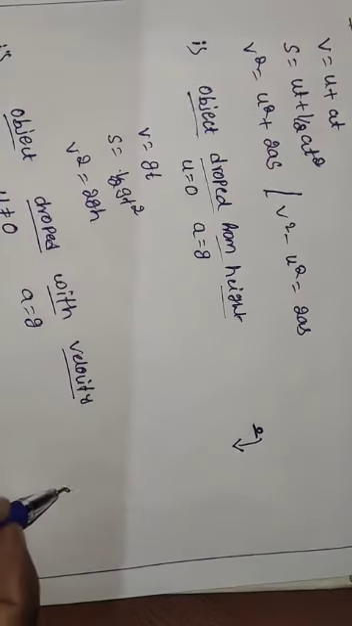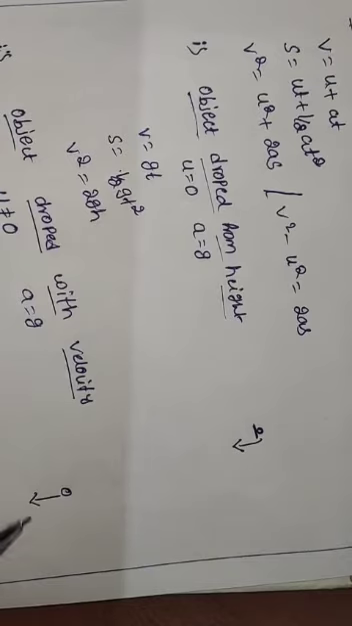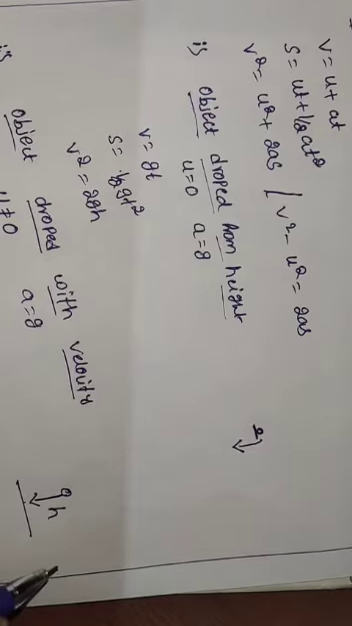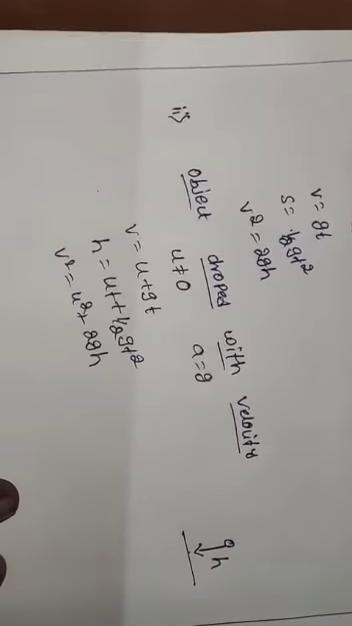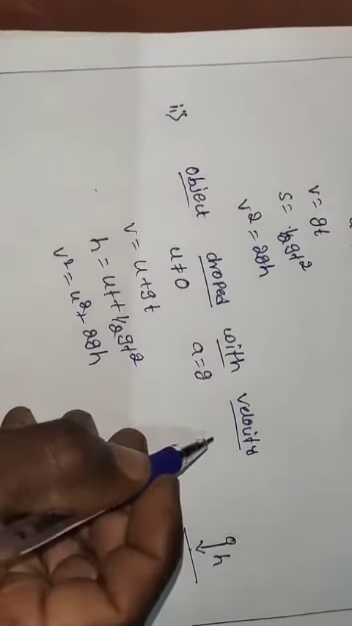For example, an object is dropped towards the ground. This is the distance between the object and the ground. We can write it as height, h. That is h is equal to ut plus half gt square, and finally v square is equal to u square plus 2gh. This is the second situation, when the object is dropped with velocity.